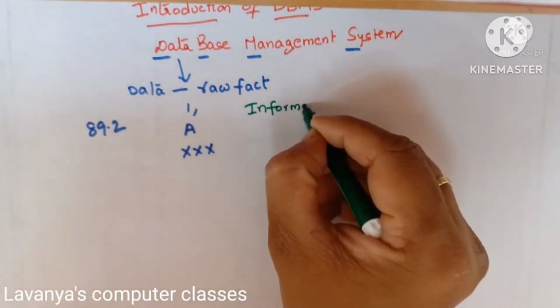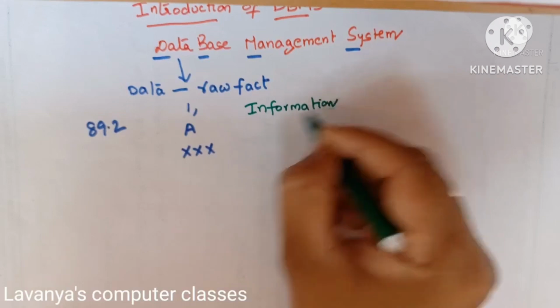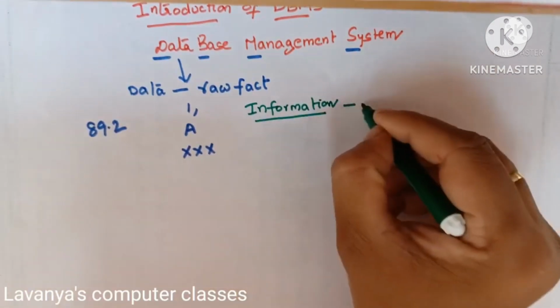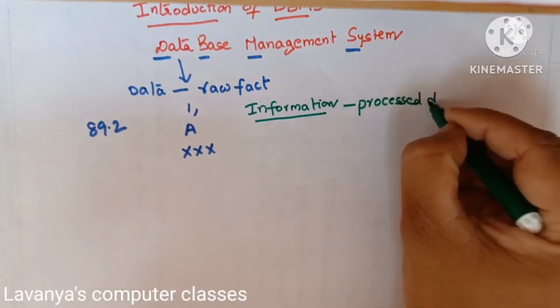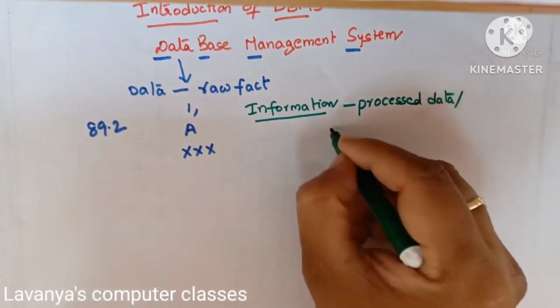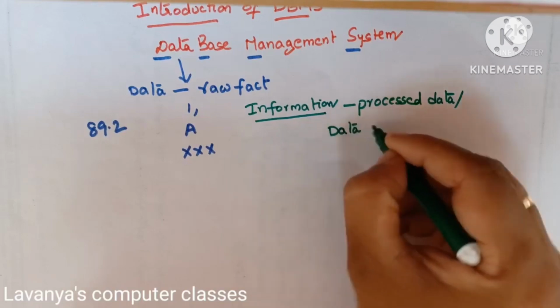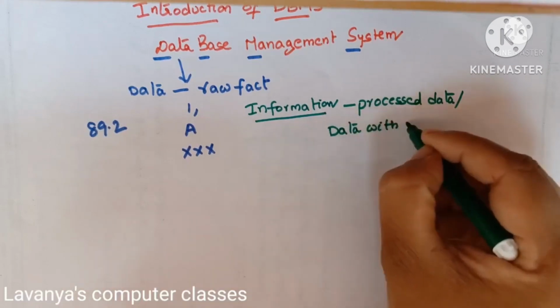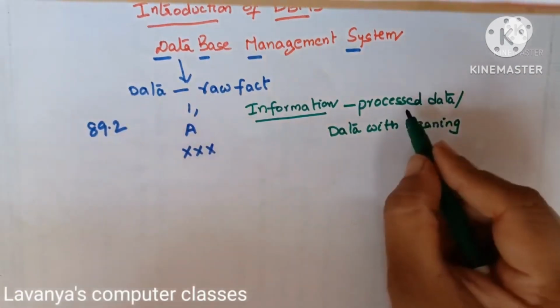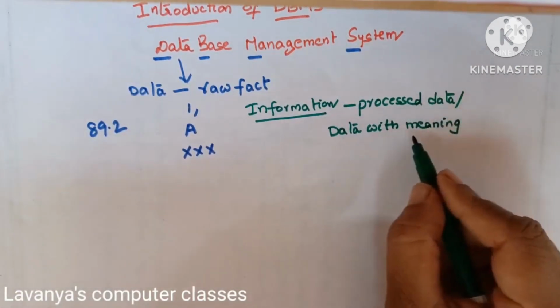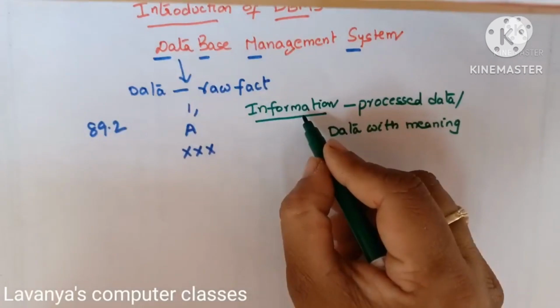So next one is information. This is also one more word. So what is information? Information means processed data. Processed data or data with meaning is known as information. So the second word is information.